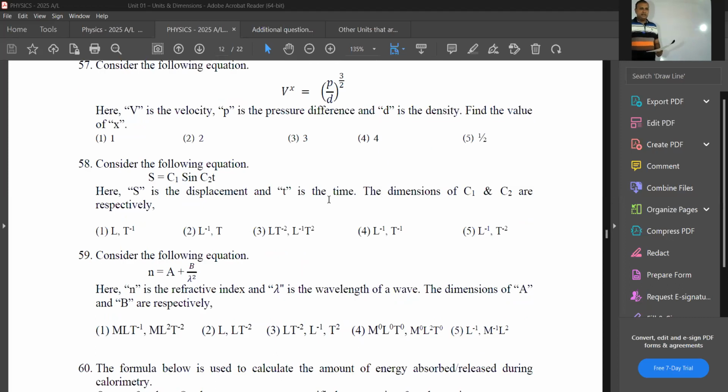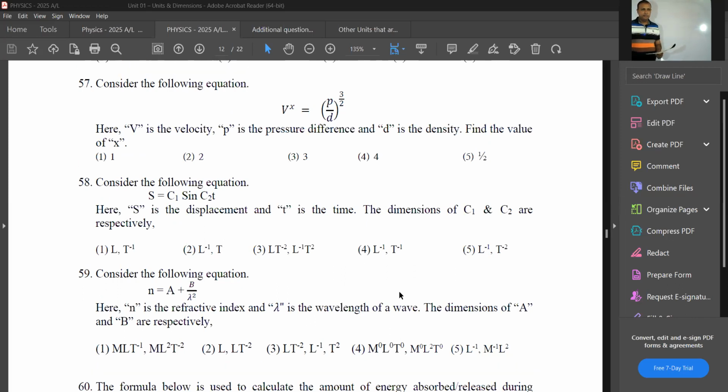Okay, let's discuss the questions from 58. So what is the answer for question number 58? You can give your answer in the chat box. One. Good.